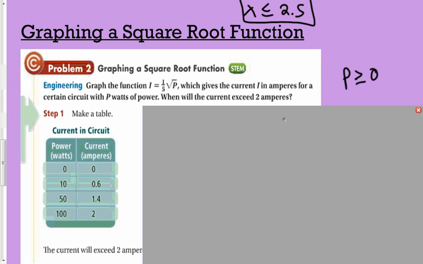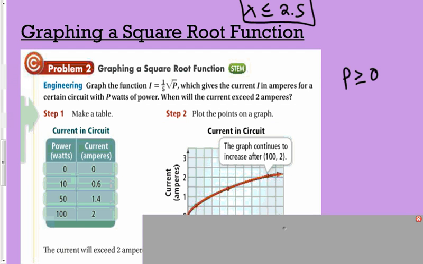All right, so if you plug in 10 for p, the square root of 10 is about 3 point something, and 1/5 of that is going to end up being 0.6. Square root of 50 is about 7. 1/5 of that gives you 1.4. Plugging in 100, square root of 100 is 10. 1/5 of that is 2. So we have some points there that we can then plot on the graph.